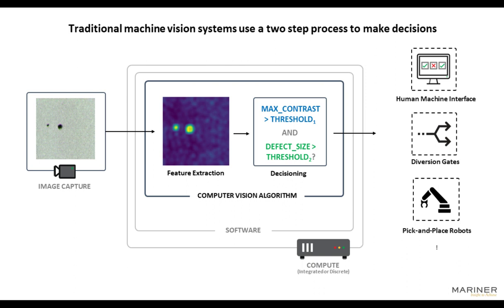Traditionally, these systems work using a two-step process. There's some kind of image capture component on the left, a camera, a line scanner, whatever. That's connected to some kind of compute component running some kind of software. And inside of that software is really the brains of the operation, the computer vision algorithm actually doing the processing. Traditionally, this algorithm has been broken into two sections. The first section is called feature extraction.